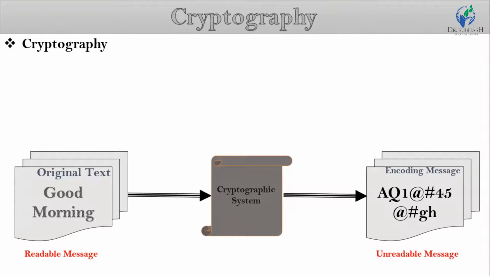This process is systematic and well structured, means it can convert readable message to non-readable message based on a particular algorithm or mathematic techniques. Here we can know encryption algorithm and key. Okay? So this process is called systematic and well structured. I hope you can understand the cryptography.